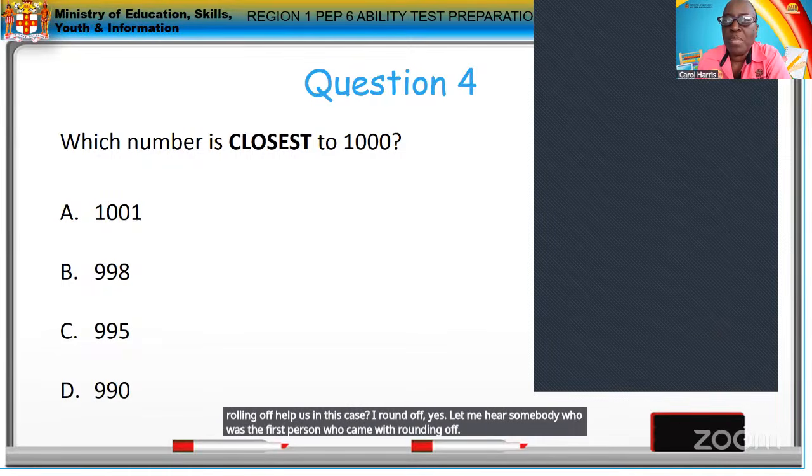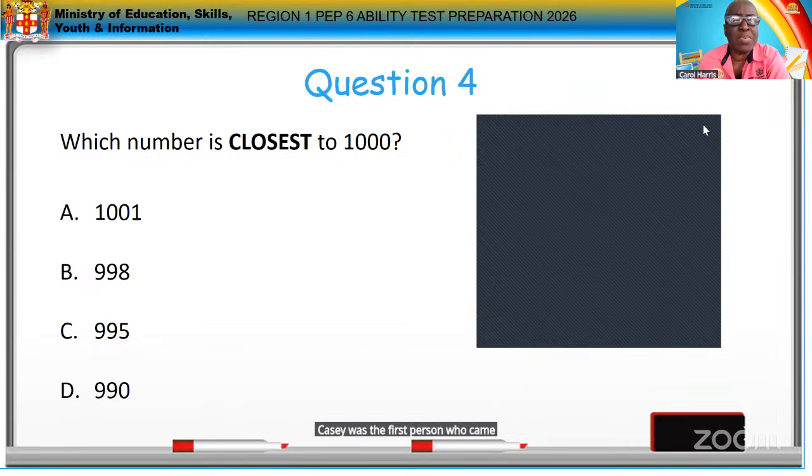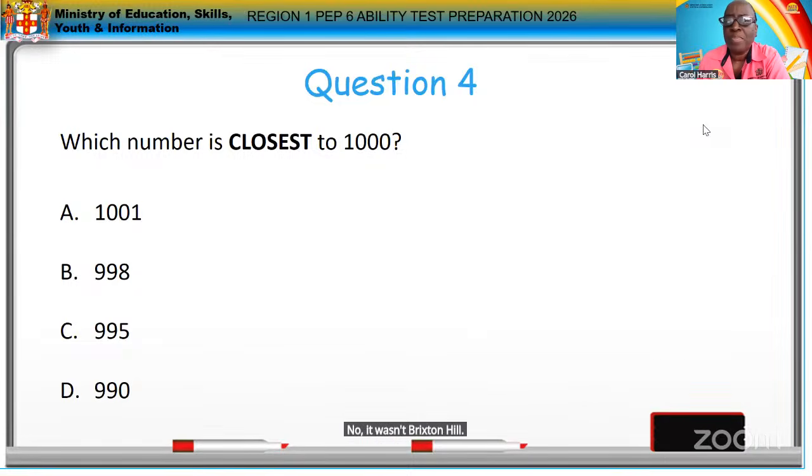Was it Brixton Hill? Can you see who was the first person who came with the rounding off, Mrs. Williams? No, it wasn't Brixton Hill. I'll check to see, but we can move along until I find it. I think it was Brixton Hill. Okay. It was actually Monarch. I saw Monarch with that response. Yes, Liam also said rounding off. All right, so Brixton Hill was the first one who said by rounding off.